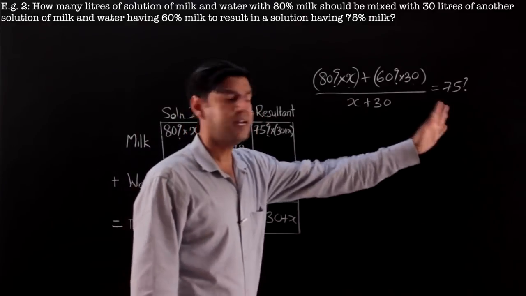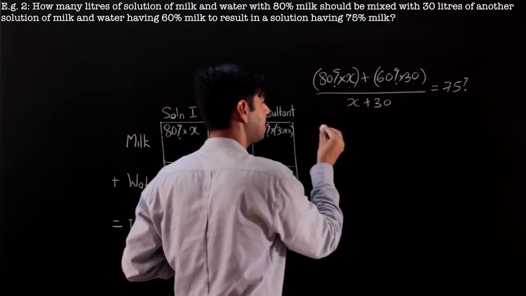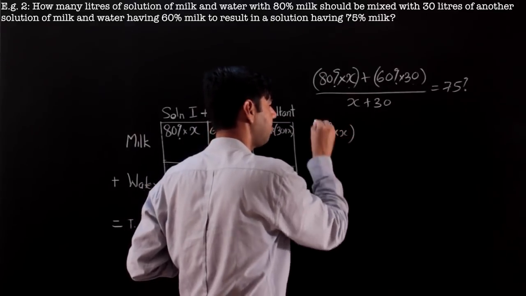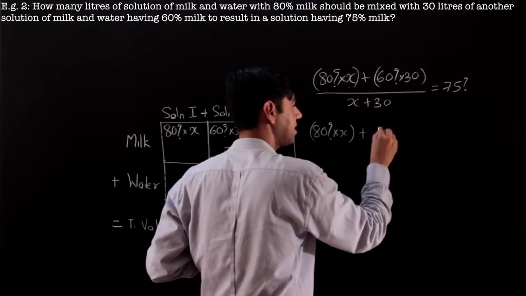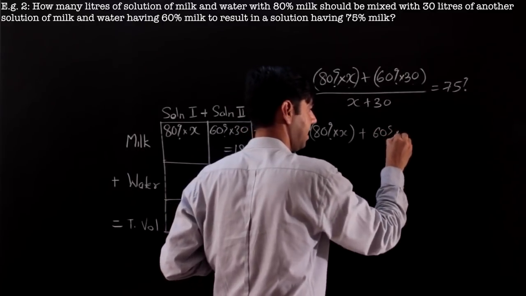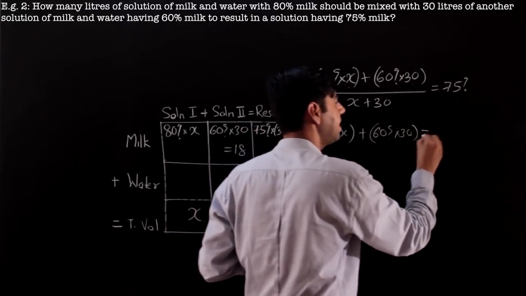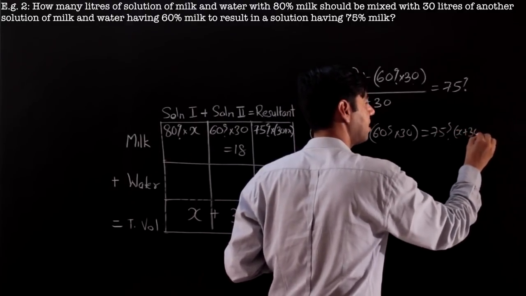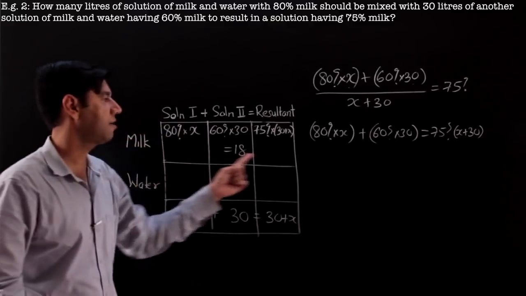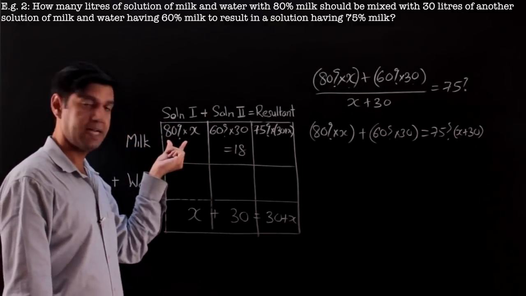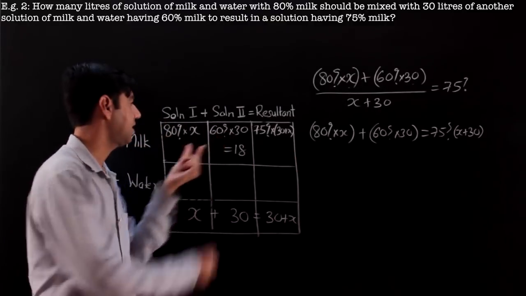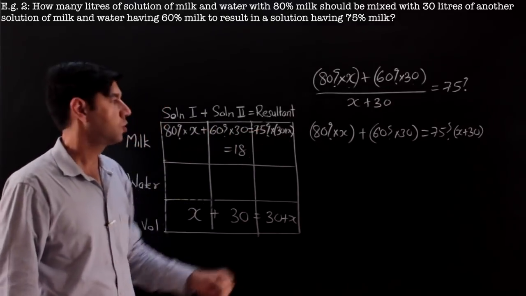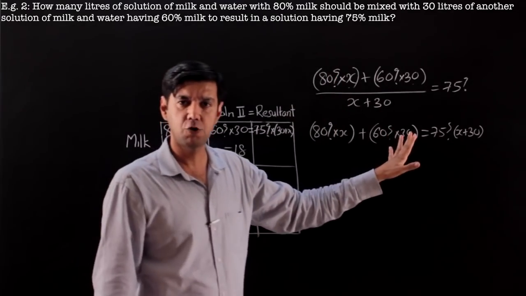Now, writing this seems very easy. Even if I take this x plus 30 to the other side, what I want you to notice here is 80% of x plus 60%, I'll write it this way itself rather than 18, is nothing but 75% of x plus 30, or 30 plus x. This is exactly the equation that we are finding here. 80% of x plus 60% of 30 is equal to 75%. So, we are not doing rocket science out over here.